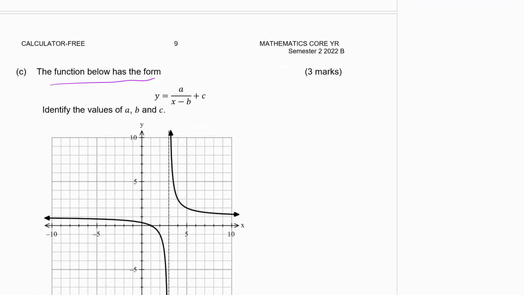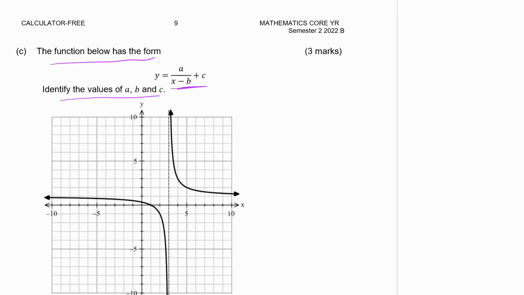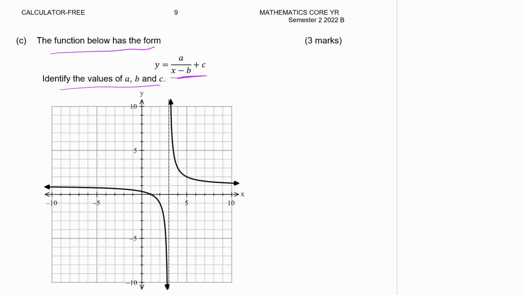The function below has this form here, and we want to identify a, b, and c. It's a hyperbola. And one of the asymptotes we've put on, but the other asymptote is just here. So the asymptotes cross just here. Now the fact that that asymptote is y equals 1 tells me that the c is 1. The fact that this has moved to the right here tells me that b is equal to 3. So I've got x minus 3 on the bottom.